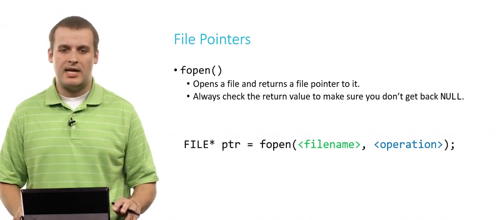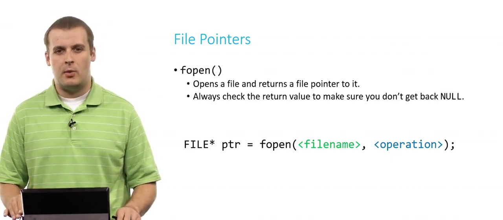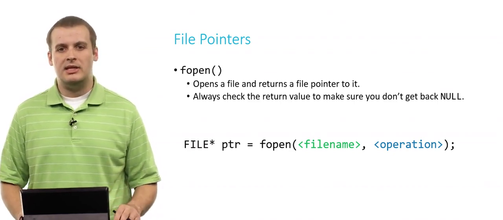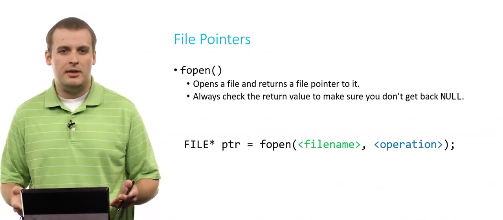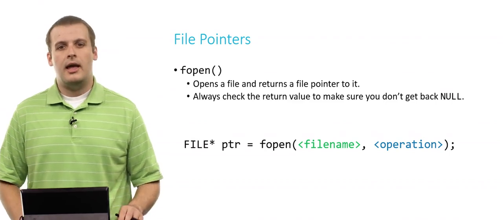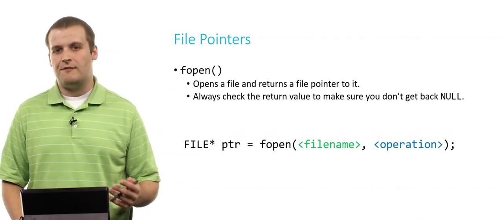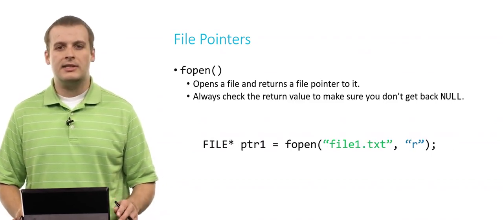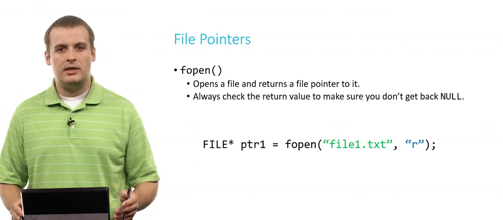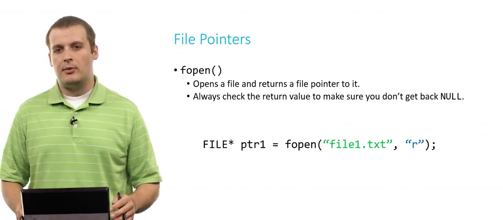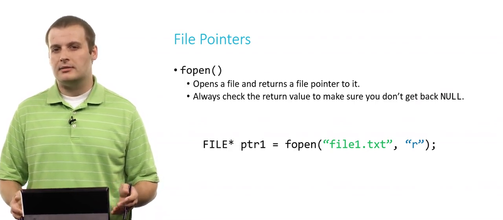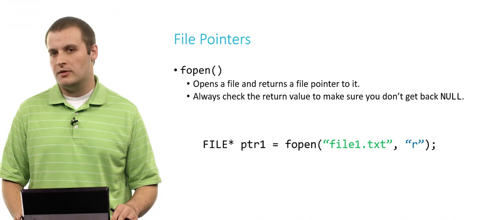The vast majority of the time, we will have gotten a legitimate pointer back. It won't be a problem. So how do we make a call to fopen? It looks pretty much like this. File star ptr, ptr being a generic name for a file pointer, equals fopen, and then we pass in 2 things, a file name and an operation we want to undertake. So we might have a call that looks like this. File star ptr1 equals fopen file1.txt, and the operation I've chosen is R. So what do you think R is here? What are the kinds of things we might be able to do to files?